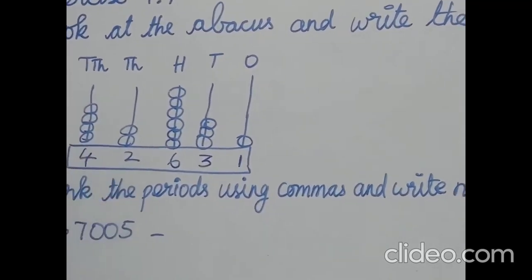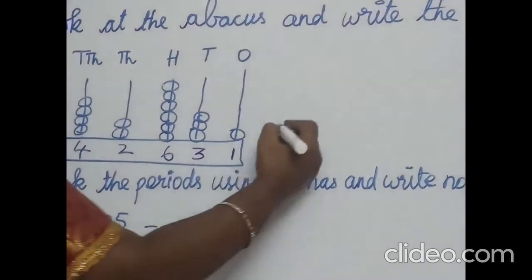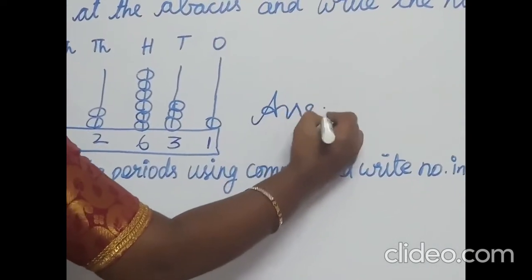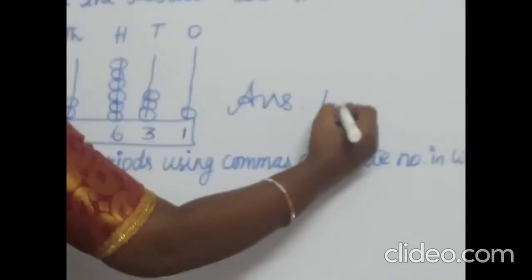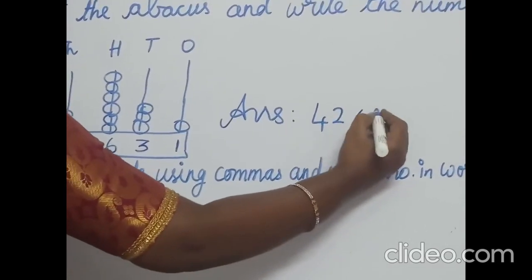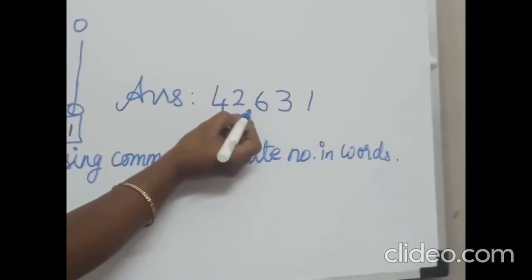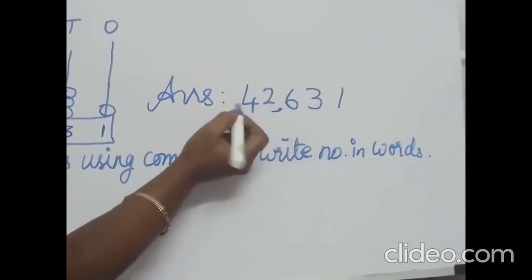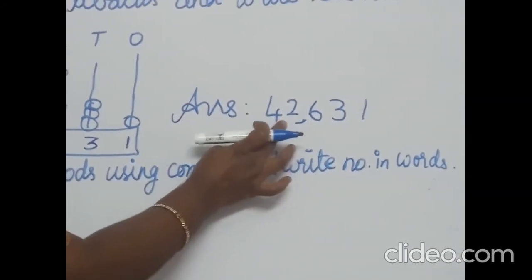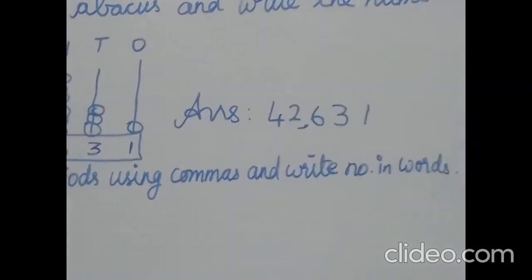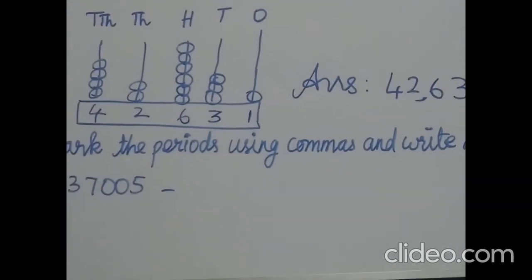So look, children. What's the number that is the answer for this? 4, 2, 6, 3, 1. So you can put the comma according to the place value. Ones, tens, 100, comma, 1000, 10,000. 42,631 is the number the abacus is showing.